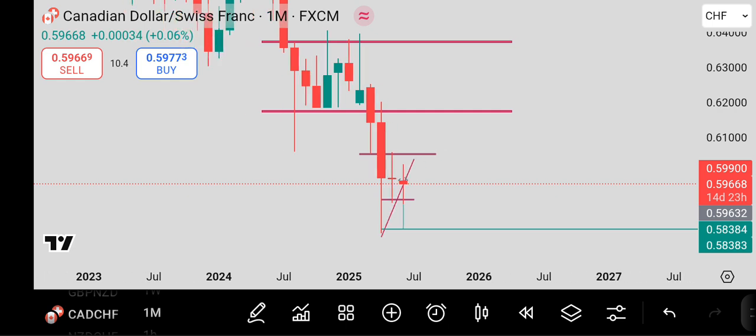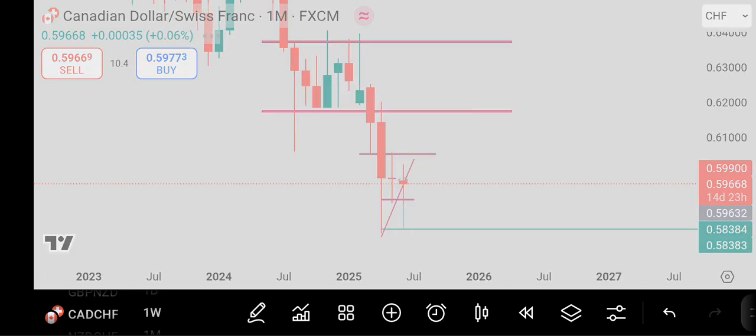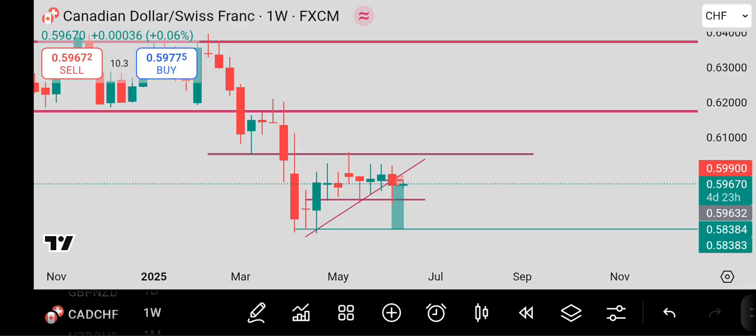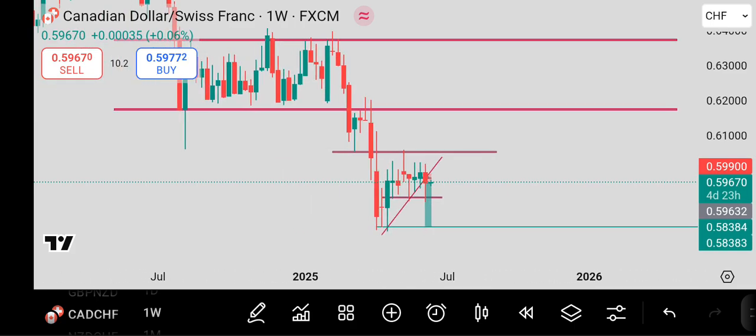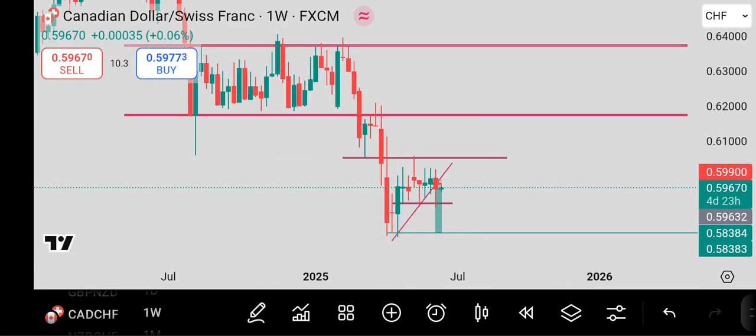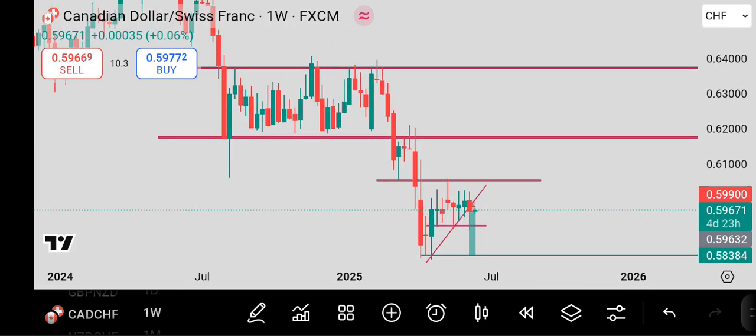Now let's go to the weekly time frame. The weekly time frame has a better view of what I'm saying. Like I told you, pay attention to these two zones that I marked out. This is the immediate trend. This is what we are working with. This is what has engineered the sell.